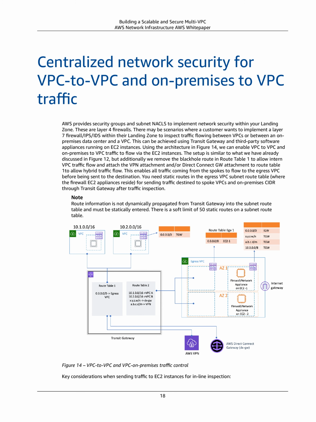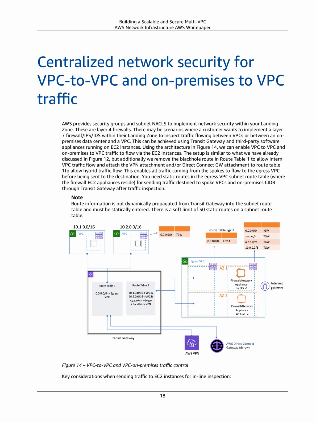You need static routes in the egress VPC subnet route table, where the firewall EC2 appliances reside, for sending traffic destined to spoke VPCs and on-premises CIDR through transit gateway after traffic inspection. Note: route information is not dynamically propagated from transit gateway into the subnet route table and must be statically entered. There is a soft limit of 50 static routes on a subnet route table.